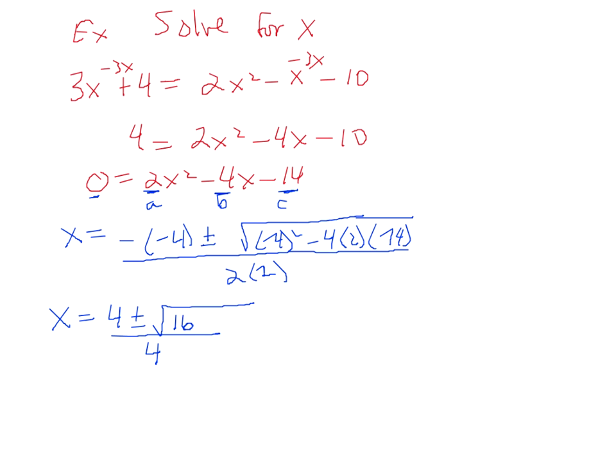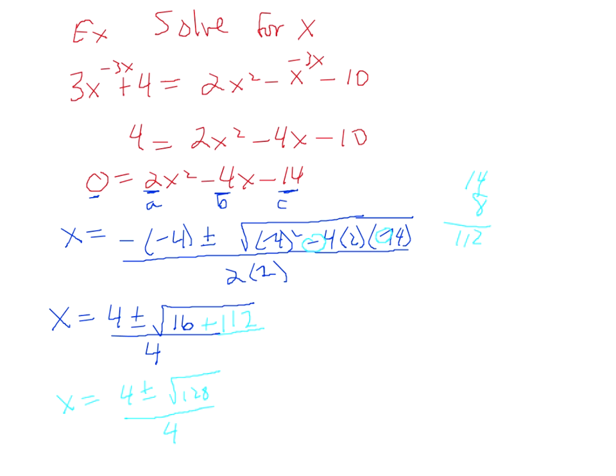Now I have two negatives here. I have negative 4 and negative 14. And so this is going to be a positive value. And 2 times 4 is 8. And 8 times 14 is 111. I'm sorry, 112. And so here I have x equals 4 plus or minus the square root of 128 divided by 4.